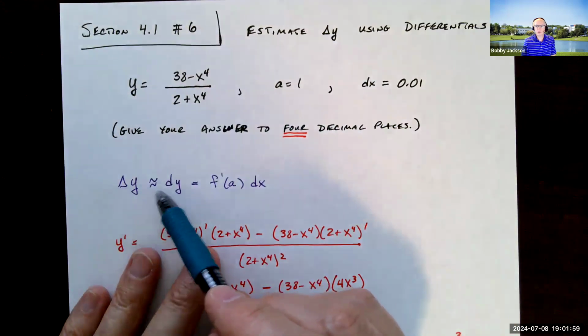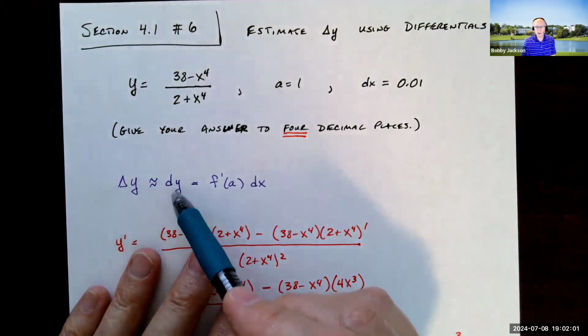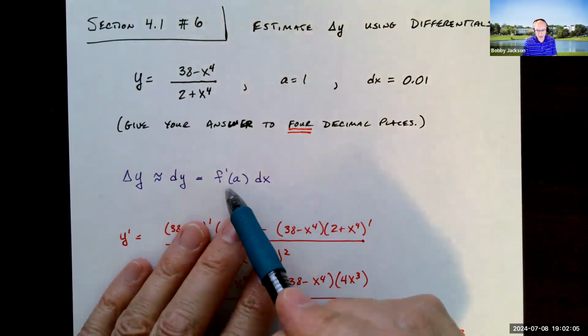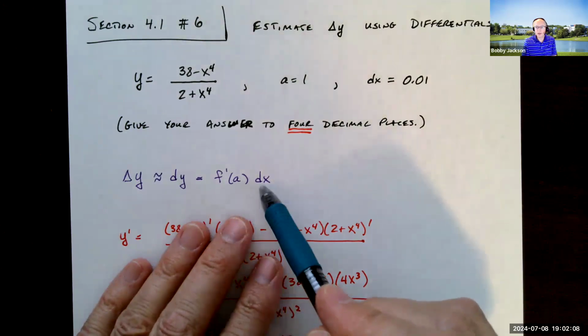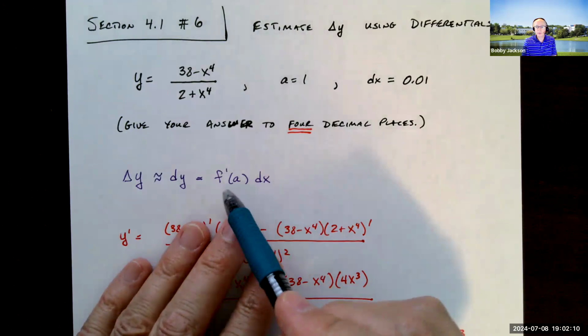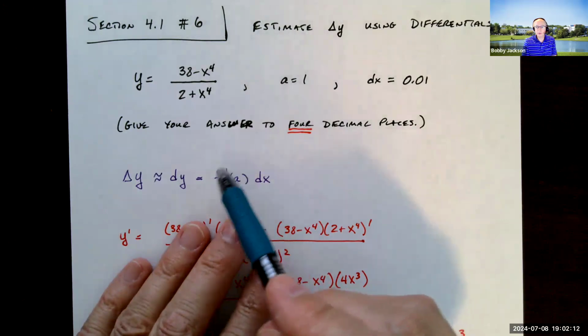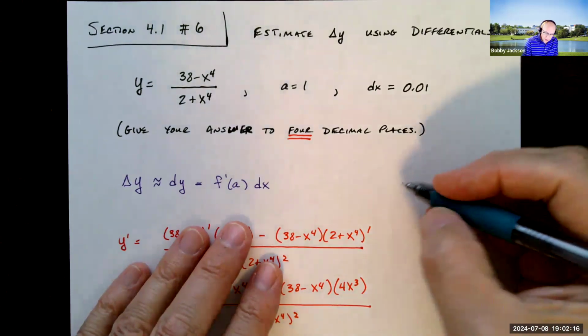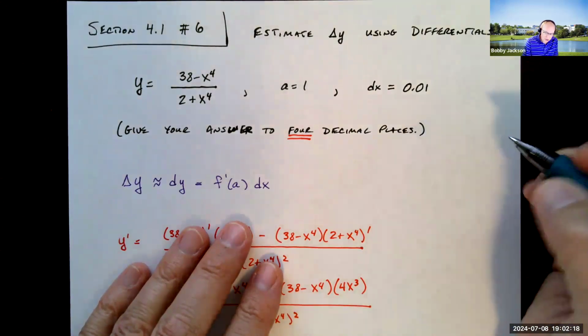Well, the change in y is approximately dy, the differential, which is just f prime of a times delta x, which is really the slope of the tangent line times the change in x. Basically, the derivative is the slope. So what we're doing is estimating this change in the function by the tangent line.